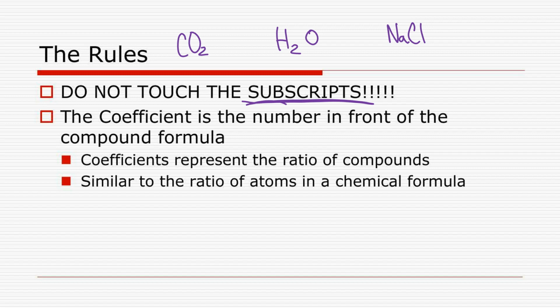The only thing that we can change, or the only numbers that we can manipulate, is a coefficient. So coefficients, again, will represent how many molecules, how many formula units we have. All right. So it's similar to what the subscript is doing, but it's telling us that we have more than one of that compound. So in the chemical reaction, it's actually representing a ratio of compounds to each other.